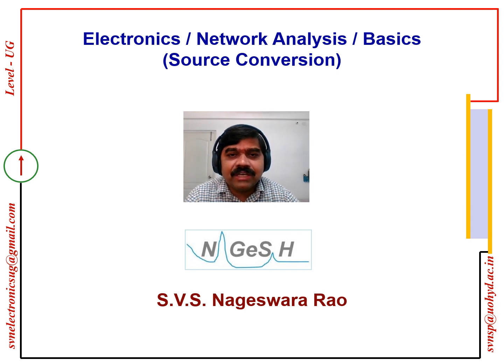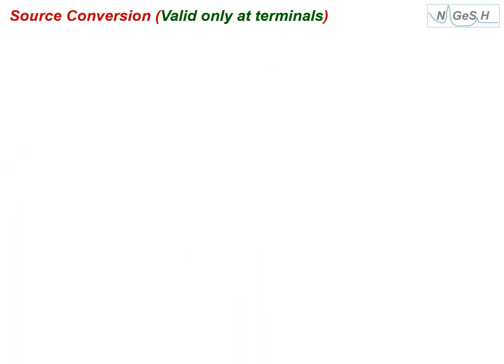Welcome to the basics of network analysis. Now we are looking at source conversion techniques. Source conversion techniques are actually meant for simplifying the network analysis. We may convert a voltage source into an equivalent current source, or a current source into an equivalent voltage source, if that simplifies our analysis.